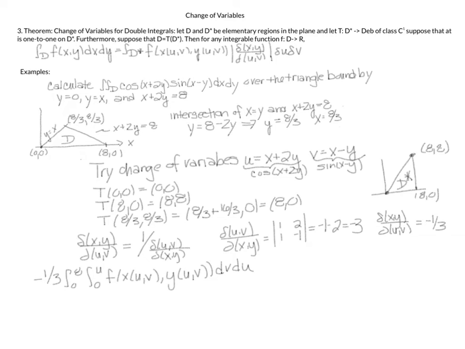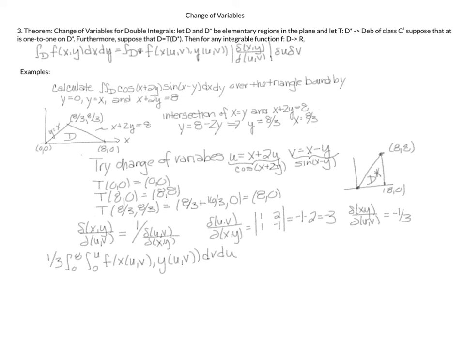And then I have my limits of integration. I'm going to have x run from 0 to 8. I'm sorry, actually that's u is going to run from 0 to 8. And then my v runs from 0 up to this line here, which, since we're going from 0, 0 to 8, 8, is just u equals v. So v is going to run from 0 up to the line u equals v, so that to the value of u.